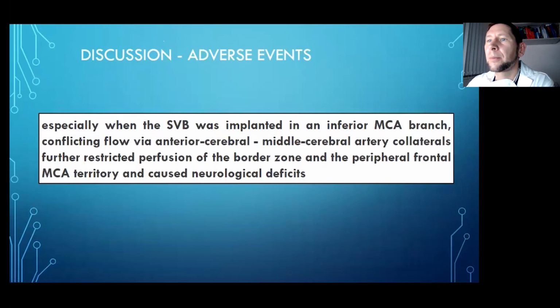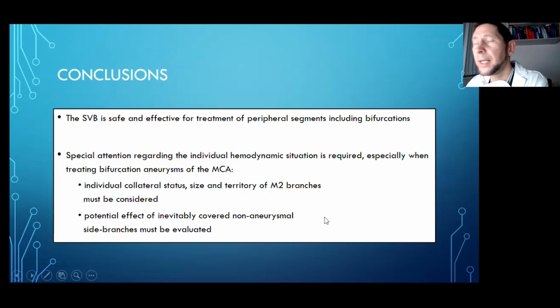Especially when the Silk Vista baby is implanted in an inferior MCA branch, conflicting flow via anterior cerebral, middle cerebral artery collaterals further restricts perfusion of the border zone and the peripheral frontal MCA and may cause neurological deficits. So it's important to evaluate the hemodynamic situation at hand prior to flow diverter implantation. But in general, the Silk Vista baby is safe and effective for treatment of peripheral segments, including bifurcations. Special attention must be applied to the individual hemodynamic situation, especially when treating bifurcation aneurysms of the MCA.